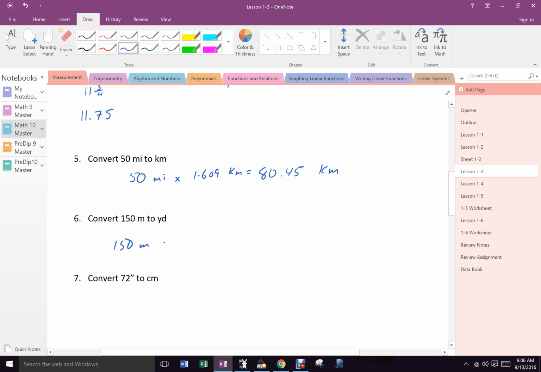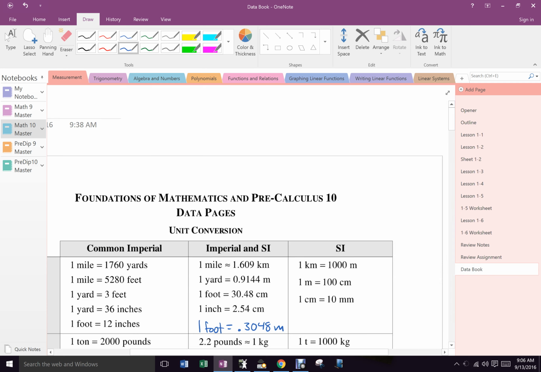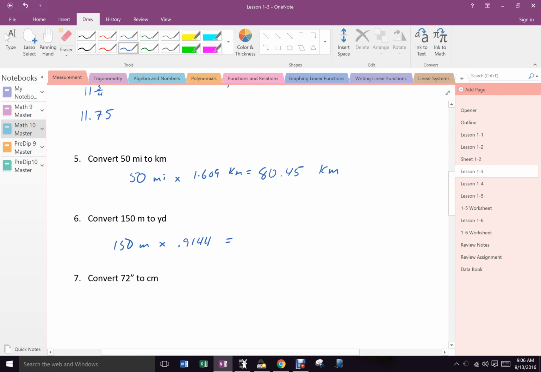150 meters to yards. I want yards. Where do I find the conversion factor? Where does it live? On your sheet. 0.9144, right? So I check. Meters to yards, right here. 1 yard is 0.9144 meters. Yards on top, 150 times 0.9144. 137.16.